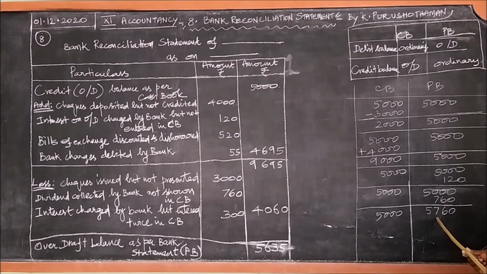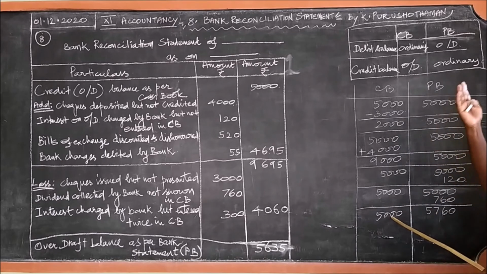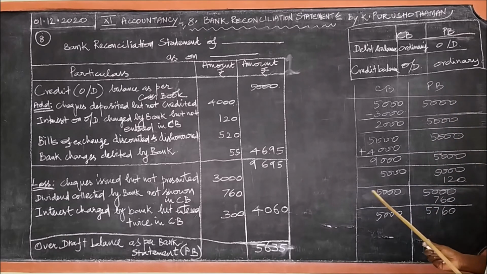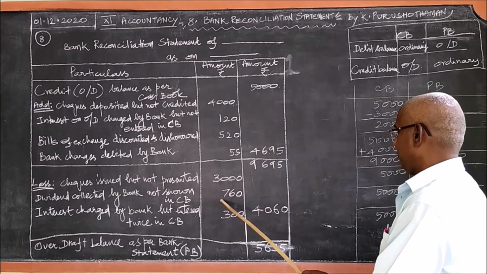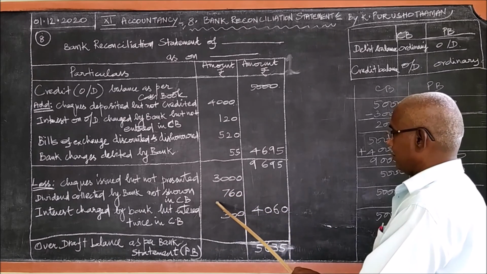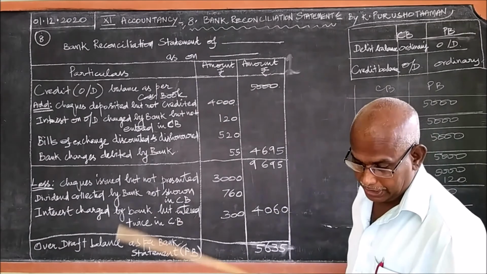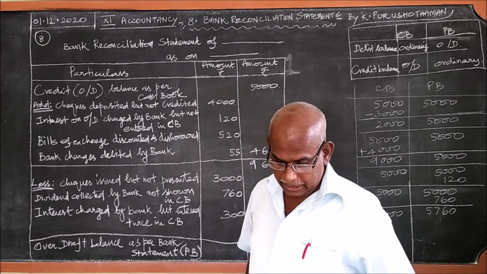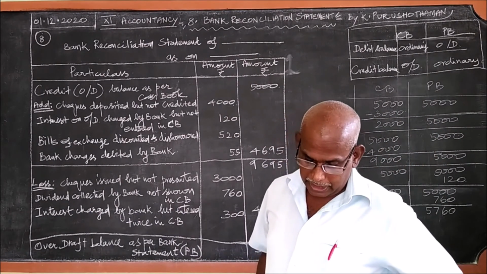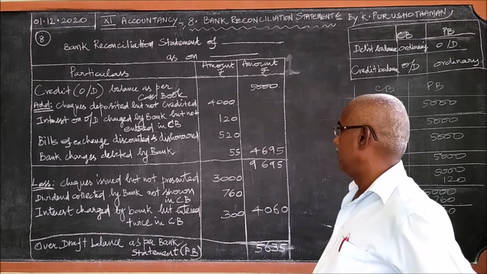Therefore, the balance in the bank only will increase, but in the cash book it is lesser. To equalize these two, this should be increased. அதிகமாக்கணும், அப்ப add பண்ணணும். Since it is overdraft, it is less. Okay, 760. Then the next item, interest charged by the bank recorded twice in the cash book.